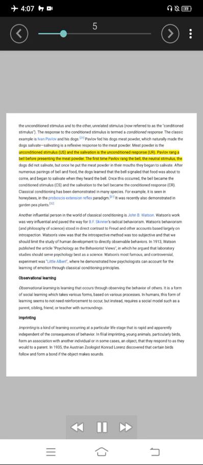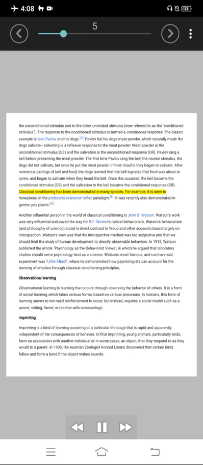Pavlov rang a bell before presenting the meat powder. The first time Pavlov rang the bell, the neutral stimulus, the dogs did not salivate, but once he put the meat powder in their mouths they began to salivate. After numerous pairings of bell and food, the dogs learned that the bell signaled that food was about to come, and began to salivate when they heard the bell. Once this occurred, the bell became the conditioned stimulus, CS, and the salivation to the bell became the conditioned response, CR.